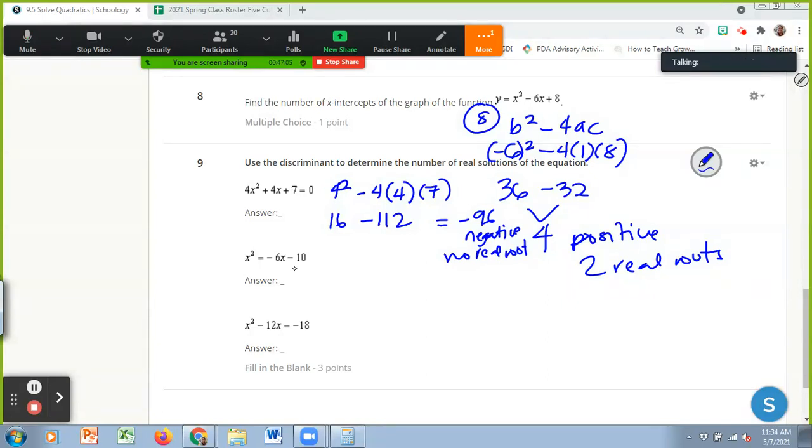Okay, this one. Oh, we have to move this one first. We have to move everything right there.